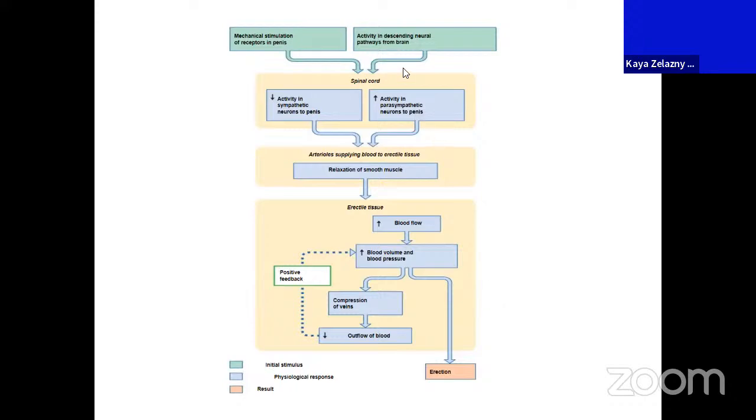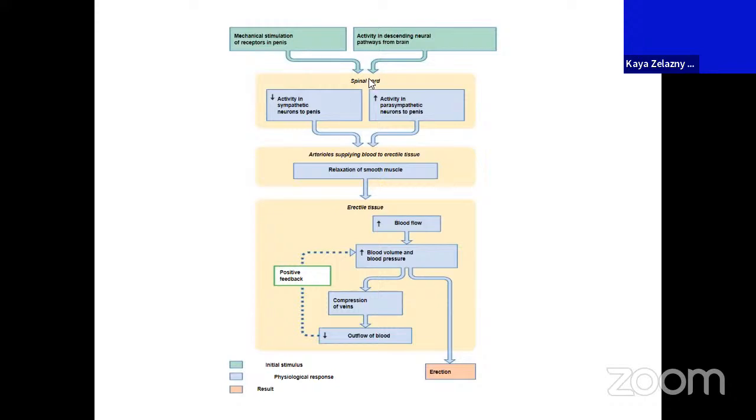Okay. So in terms of how this works from a book flowchart perspective, we're going to start out with activity in descending neural pathways from the brain, aka thoughts, right? So we've got thoughts coming from the brain here, as well as mechanical stimulation of those mechanoreceptors in the penis. So we've got thoughts and touch here. All of this is going into the spinal cord. All right, so the spinal cord is what's going to be conveying these impulses out.